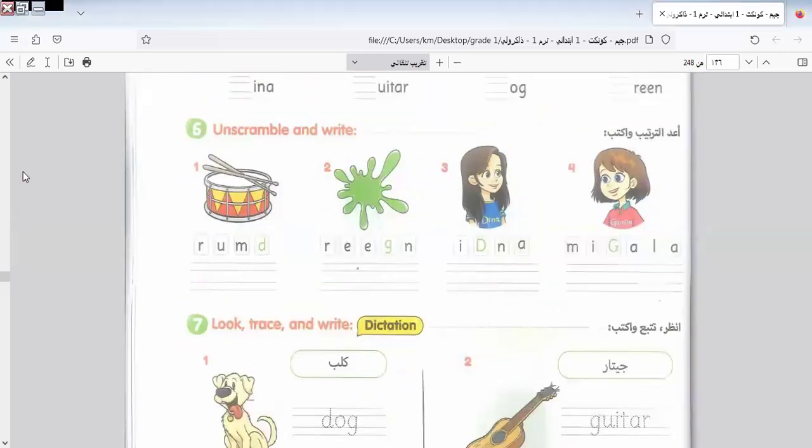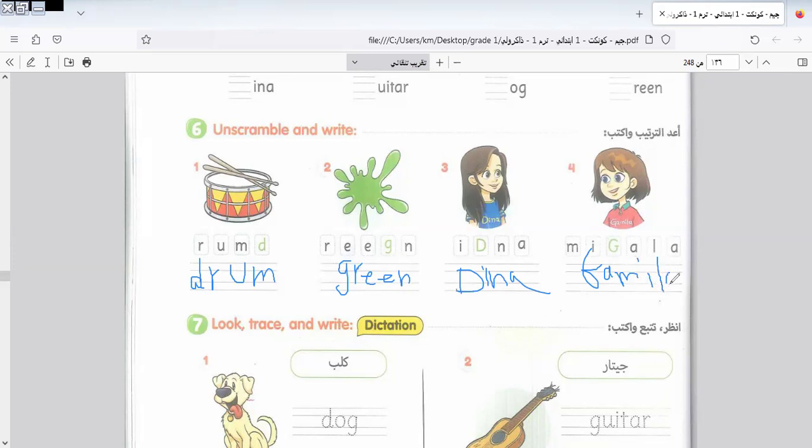So here we have drum. So I write it here, drum. Green. Here is Gina. We have here Jamila. Here is Jamila. Jamila. If you keep the vocab, you can answer this question by yourself correctly.